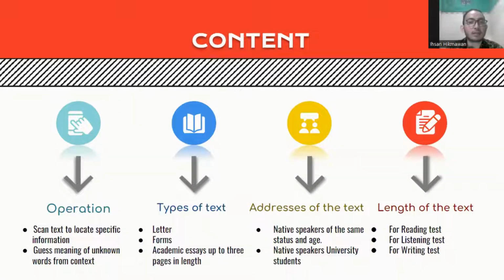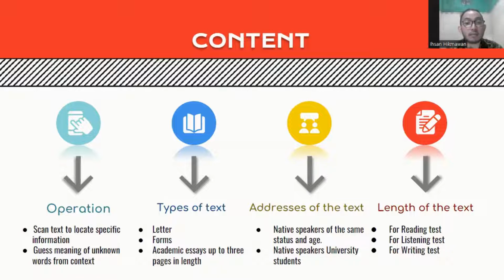The content is concerned with the operations: scan text to locate specific information, and guess the meaning of unknown words from context. The next one tells about the type of the text. So decide what types of texts are going to be available in your tests.